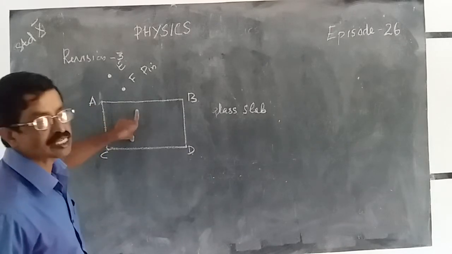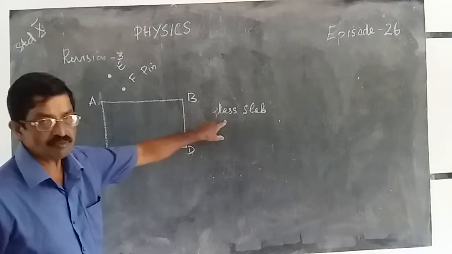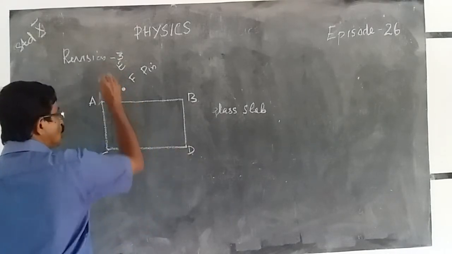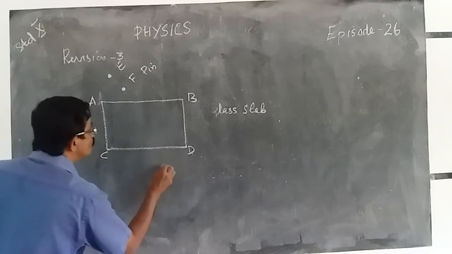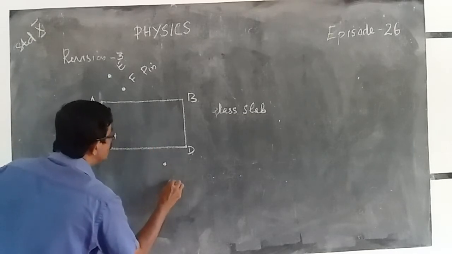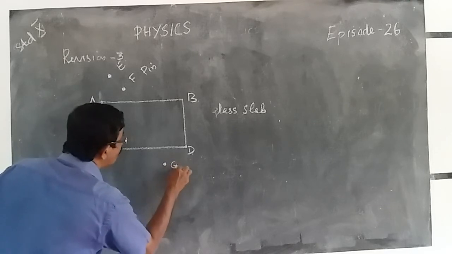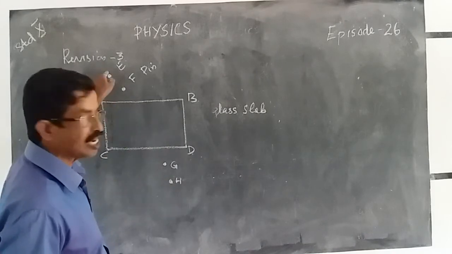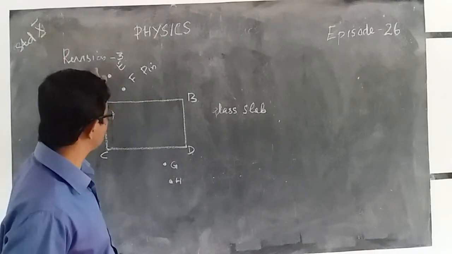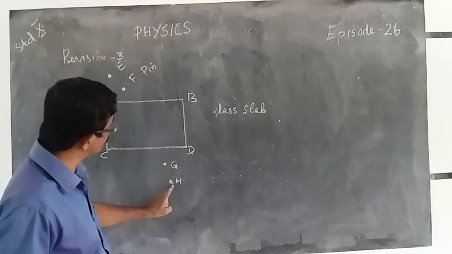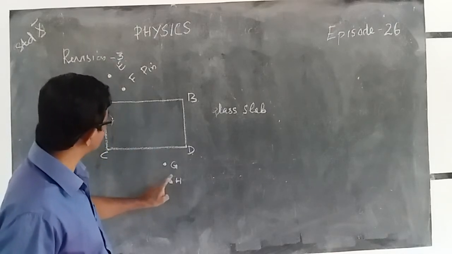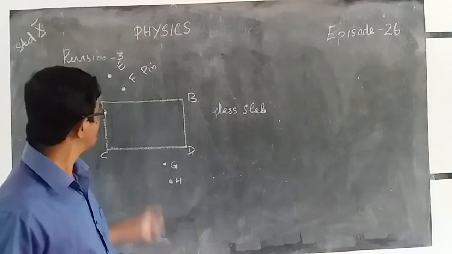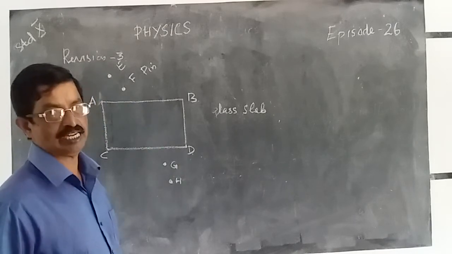Now keep the slab again, and by looking through this side, arrange two more pins, suppose G and H. When we look, we can see these four pins E, F, G, H are on the same line, standing in a straight line.